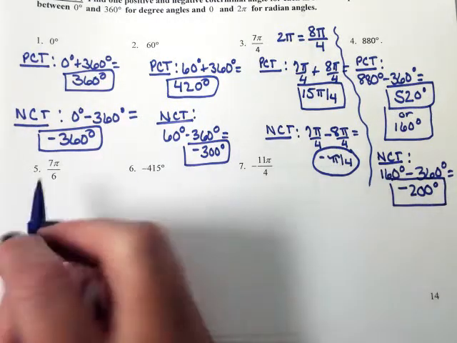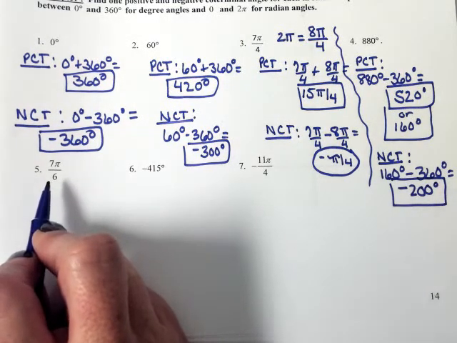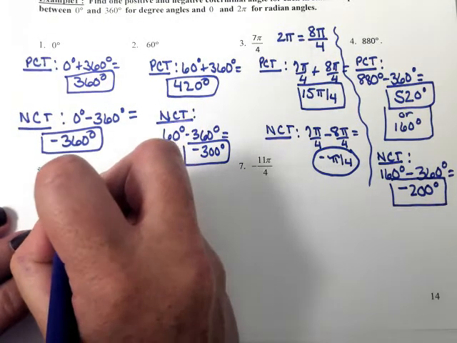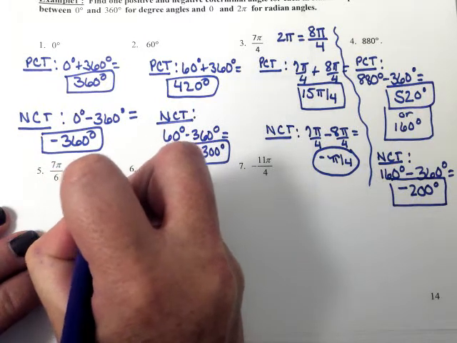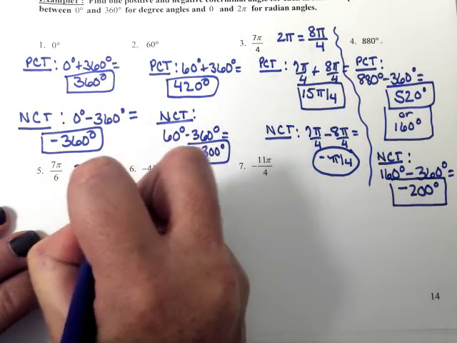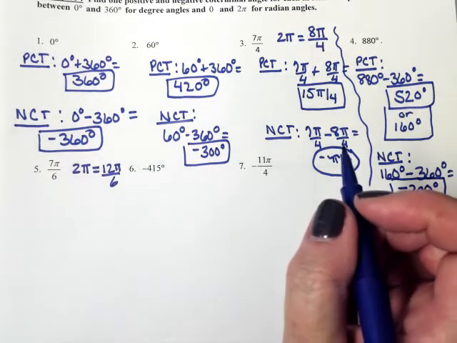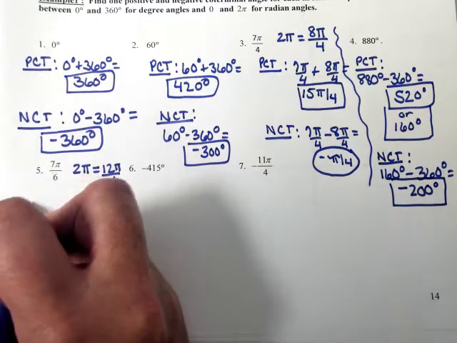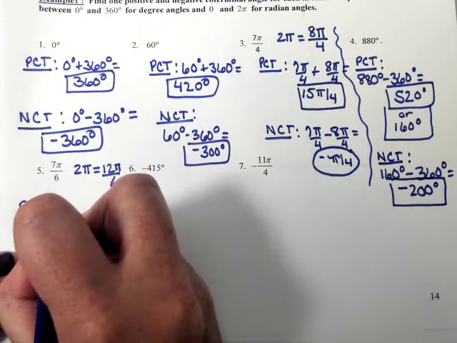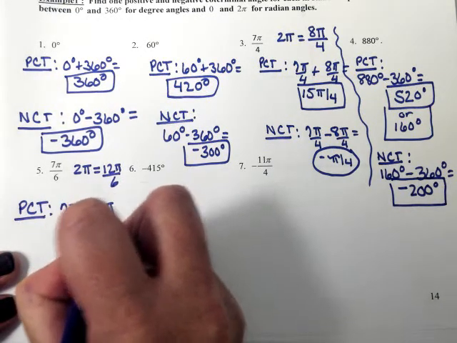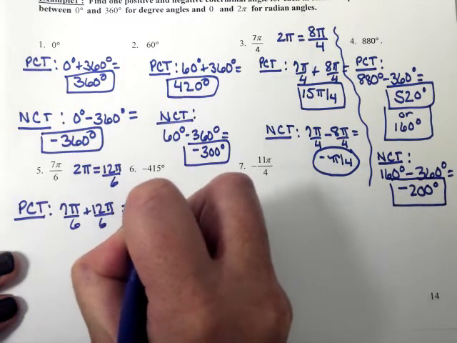So 7 pi over 6. Again, in radians, I'm going to have to add or subtract 2 pi. So again, 2 pi is equivalent to 12 pi over 6. So I know I'm going to be adding, subtracting fractions, so I just went ahead and got that common denominator. So my positive coterminal angle, I'm going to take 7 pi over 6 and add 12 pi over 6. That's going to give me 19 pi over 6.